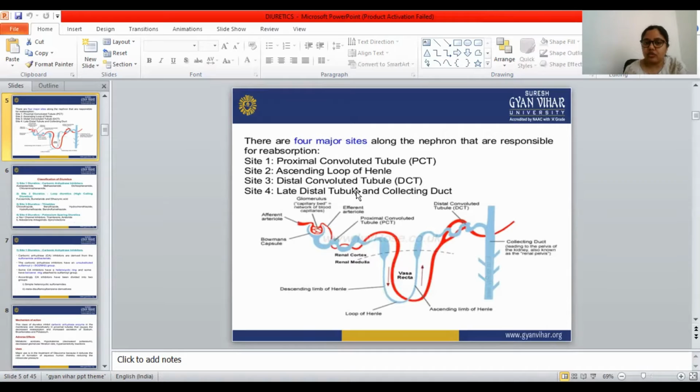Next is the distal convoluted tubule, that is DCT, which is also responsible for reabsorption. Site 4 is the late distal tubule and collecting duct. This is the collecting duct. So these four sites are responsible for reabsorption. When sodium reabsorption is decreased, the excretion of sodium increases, with chloride also. So these are the sites where reabsorption occurs.